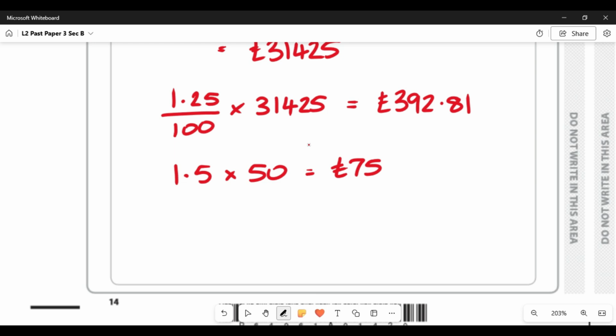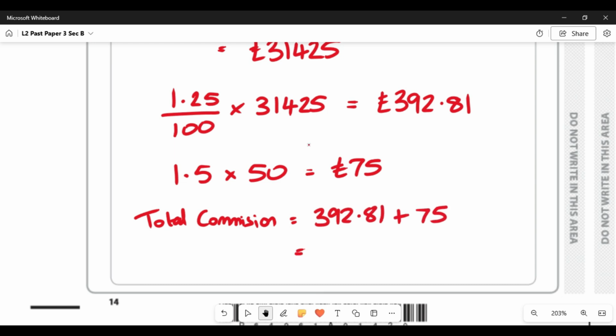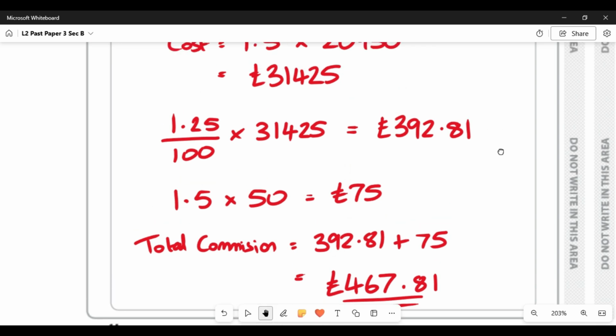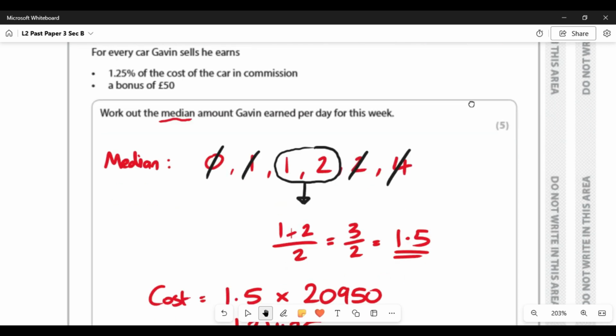And so the total commission he's going to get, total commission plus the bonus, is going to be £392.81 plus the £75 bonus. So let's add 392.81 plus 75 gives you £467.81. That should be your final answer. How much commission does he earn in that week? Yep, 5 marks for that.